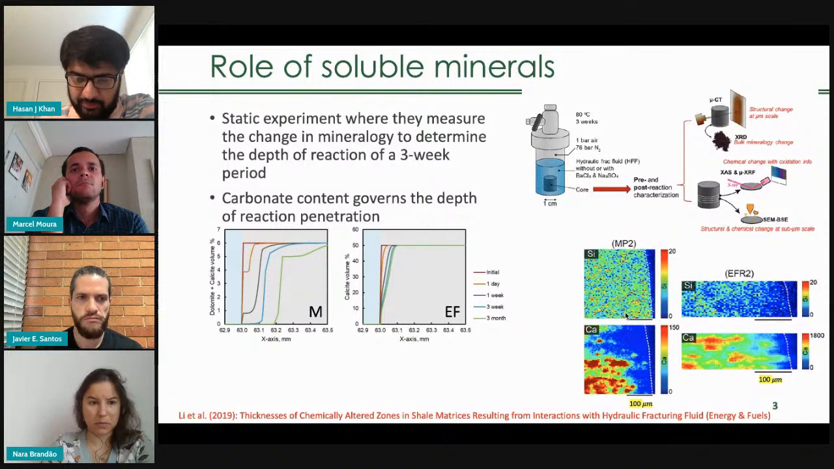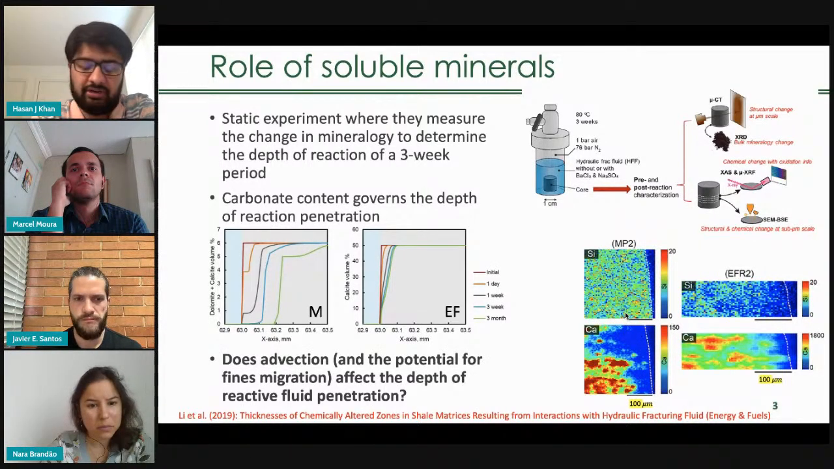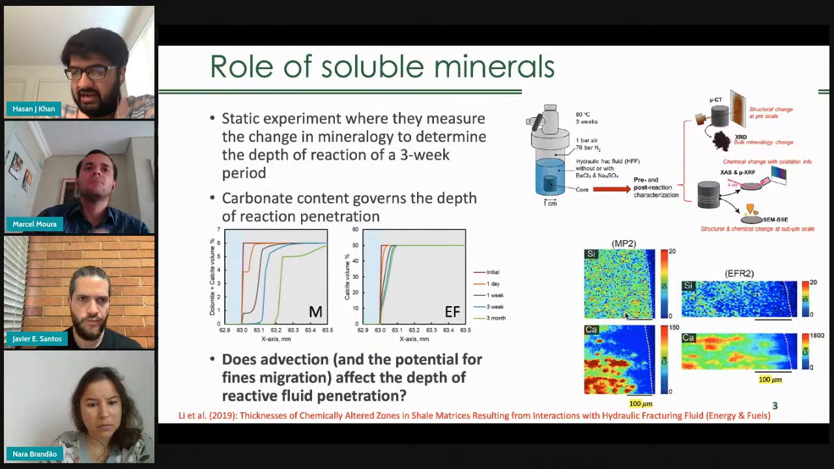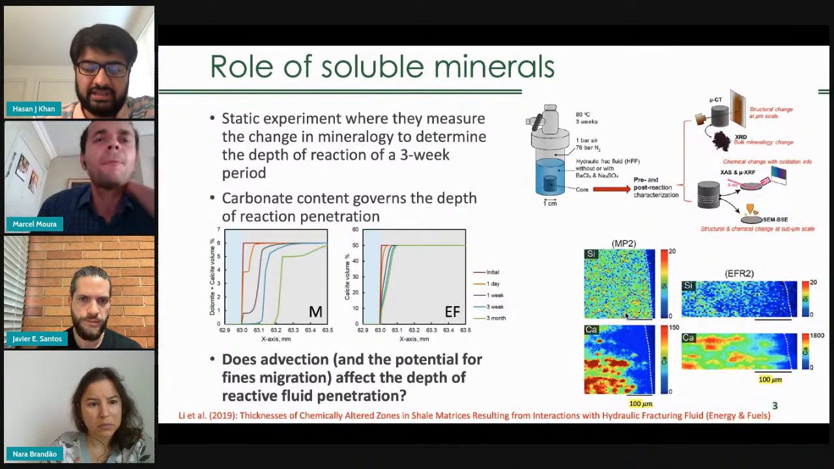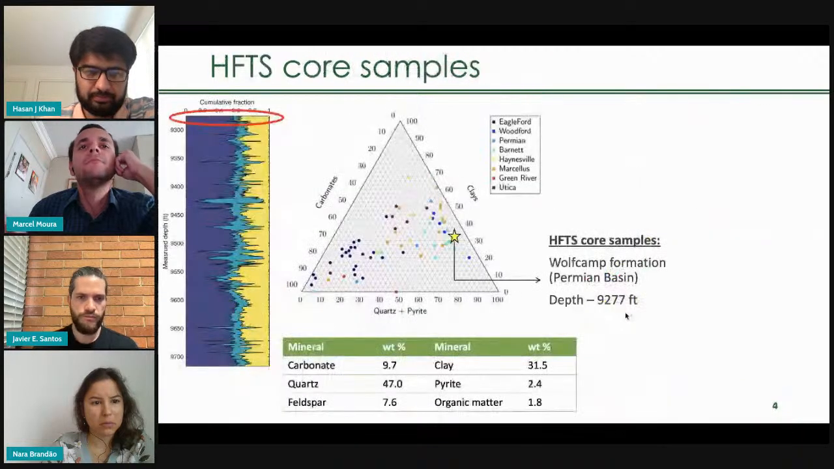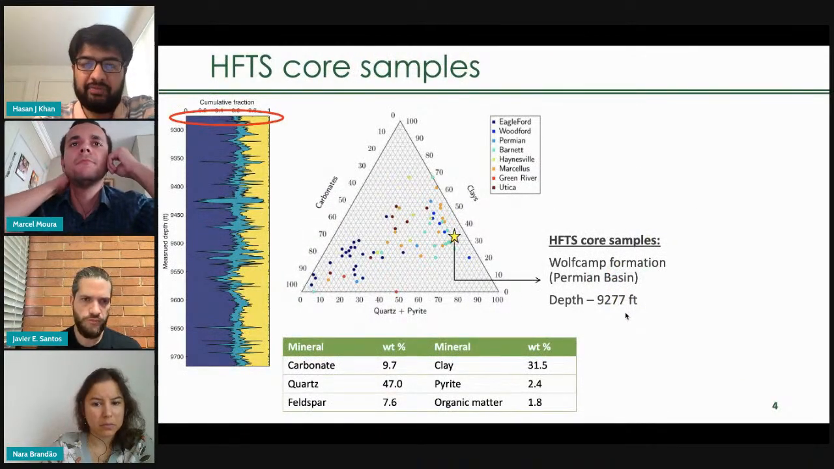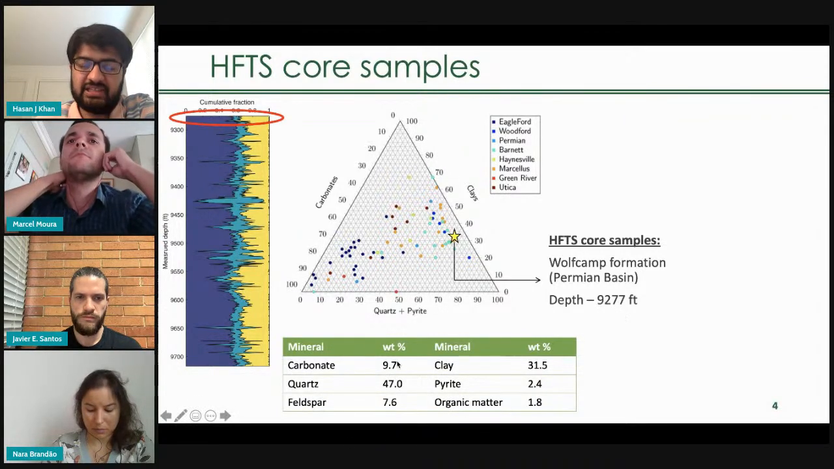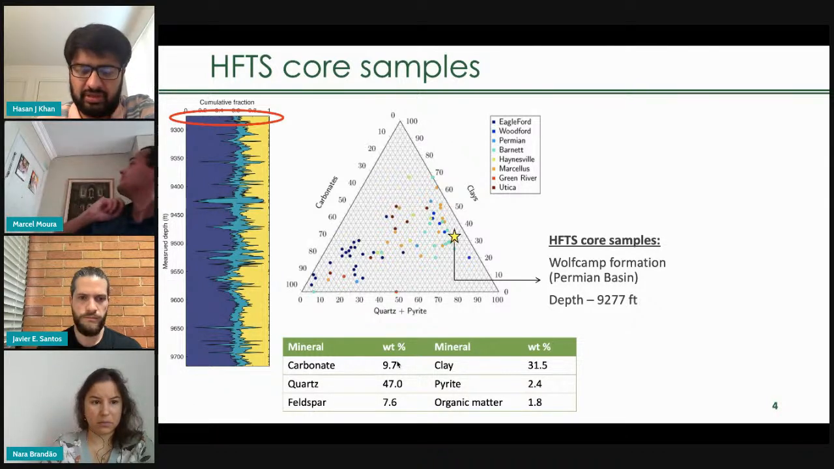So continuing along the same thought process and applying it to the real hydraulic fracturing operation, the next important parameter that we would want to include is advection, because it is a very important parameter in hydraulic fracturing. In this work, we're trying to study how advection affects the depth of the reactive fluid penetration. For this work, I am working with the HFTS core samples. They are taken from the Wolfcamp Formation in the Permian Basin at a depth of about 9,277 feet. The sample that has been chosen has a carbonate content of approximately 10%, and this value lies in the middle of the carbonate content of the Marcellus and Eagle-Ford samples that I showed previously.